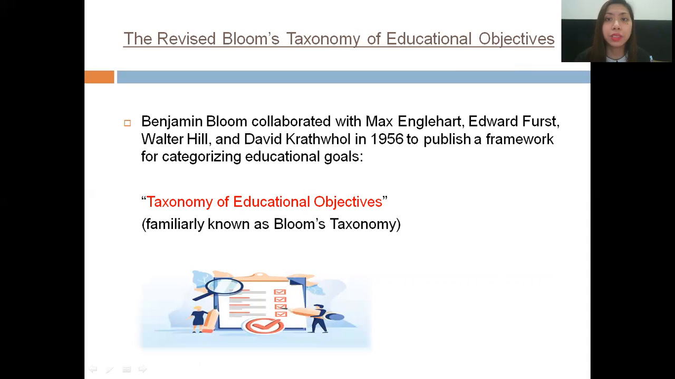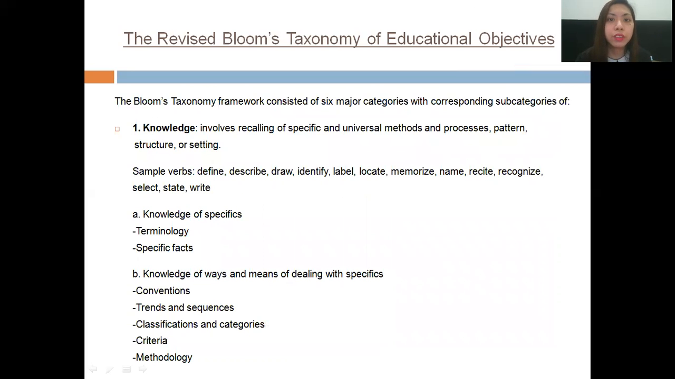The revised Bloom's taxonomy of educational objectives is where Benjamin Bloom collaborated with Max Engelhart, Edward Furst, Walter Hill, and David Krathwohl in 1956 to publish a framework for categorizing educational goals. This is known as the Taxonomy of Educational Objectives, familiarly known as Bloom's taxonomy. There are six major categories in this Bloom's taxonomy framework with corresponding subcategories.